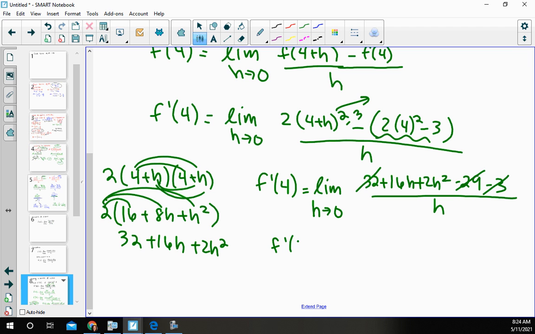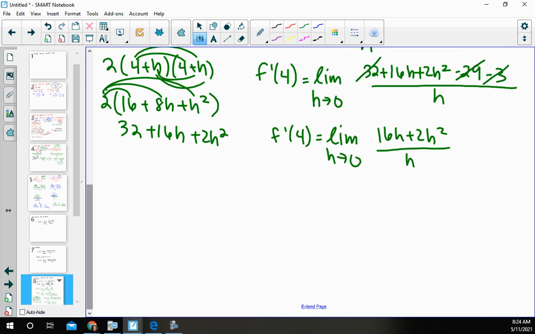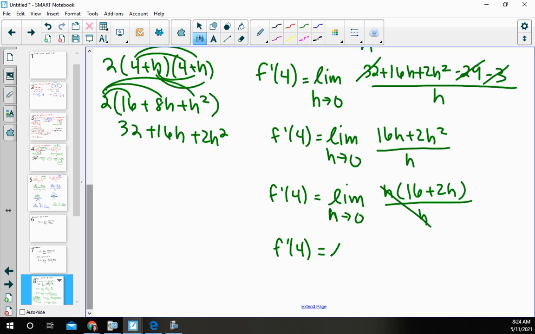So we'll get f prime of 4, limit as h approaches 0, of 16h plus 2h squared all divided by h. I still can't type this in because of that h in the bottom. So I'm going to take that GCF out of the top. I'm not actually going to take a 2 out, I'm going to leave it in there. I'm only going to worry about getting rid of that bottom part. So I'm going to take the h out so that I can cancel it. So I have 16 plus 2h.